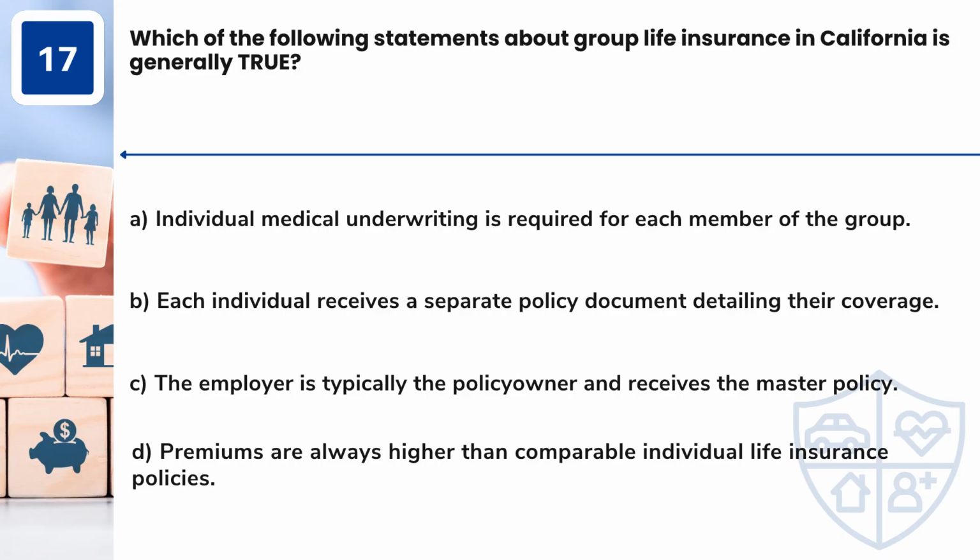Question 17. Which of the following statements about group life insurance in California is generally true? A. Individual medical underwriting is required for each member of the group. B. Each individual receives a separate policy document detailing their coverage. C. The employer is typically the policy owner and receives the master policy. D. Premiums are always higher than comparable individual life insurance policies.